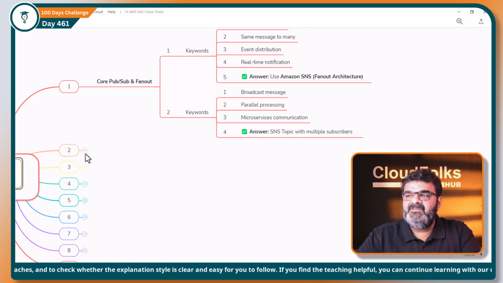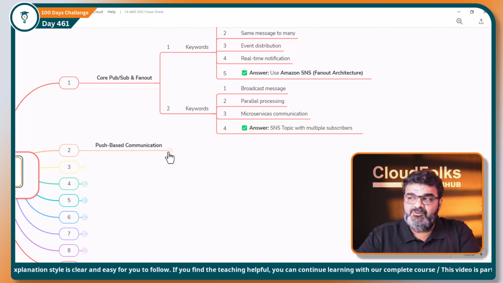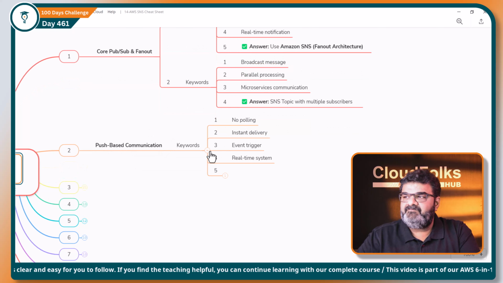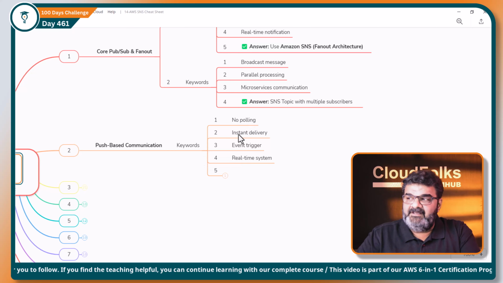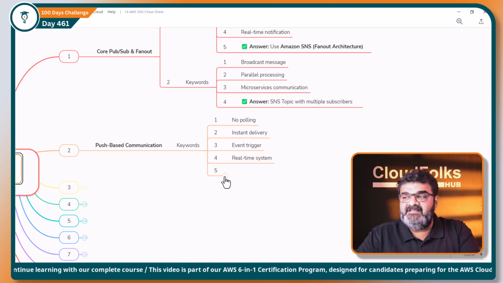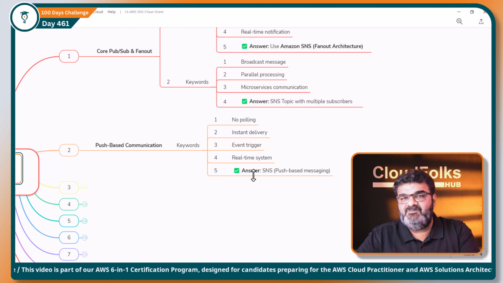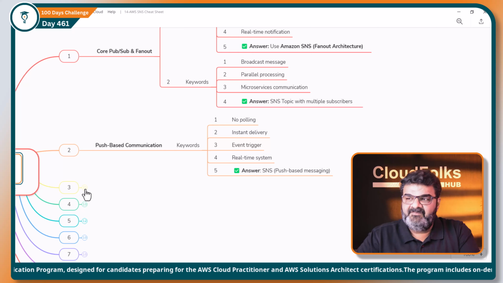subscribers. Okay. Same way, we have some keywords related to push-based communication: no polling, instant delivery, event trigger, real-time system. If we are getting these keywords in the question, the answer is most likely SNS push-based messaging.